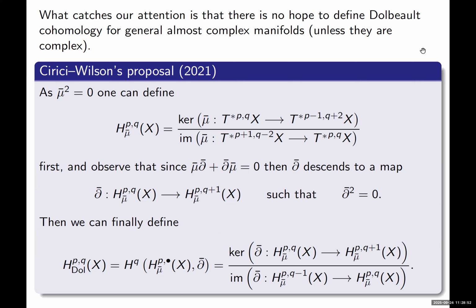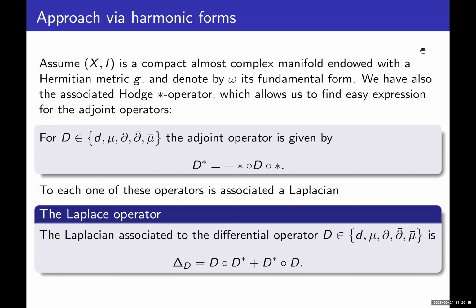And the problem is that this definition has some problems. In fact, they computed that, for example, in some compact example, it may be infinite dimensional. So it behaves very differently in the almost complex case with respect to the complex one. So maybe one can try something different. And here, a different approach can be the one using harmonic forms.